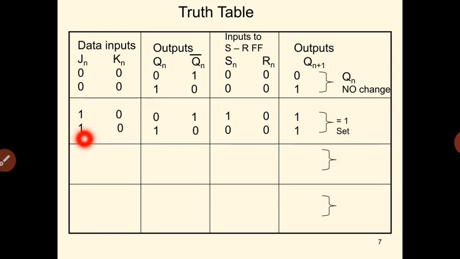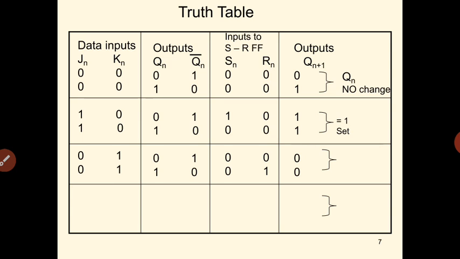For J is equal to 1 and K is equal to 0, the combination is independent of its previous output. Irrespective of its previous output, the present output will always be equal to 1 whenever J is equal to 1 and K is equal to 0. So this is the second combination.